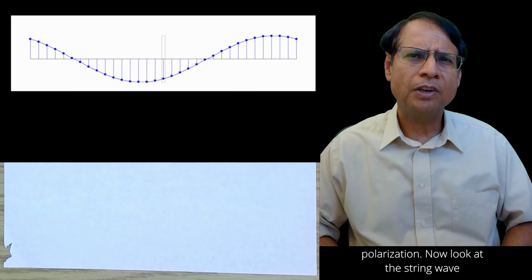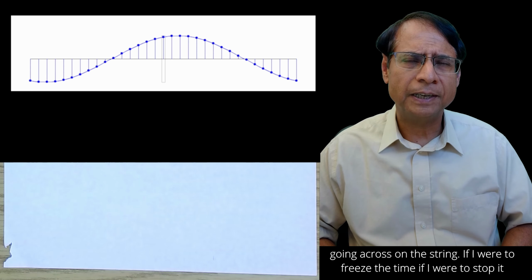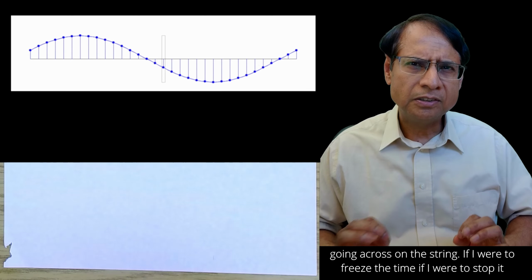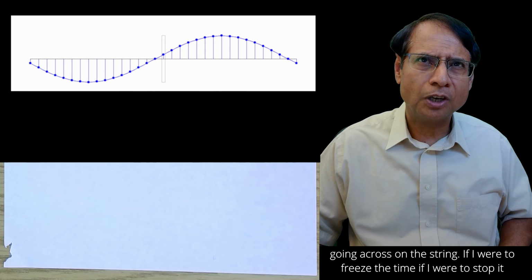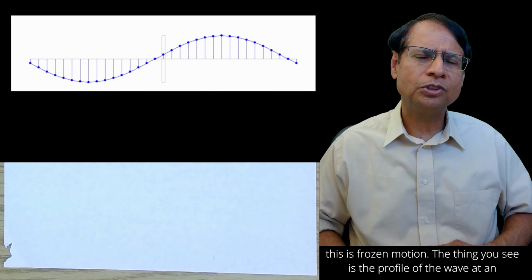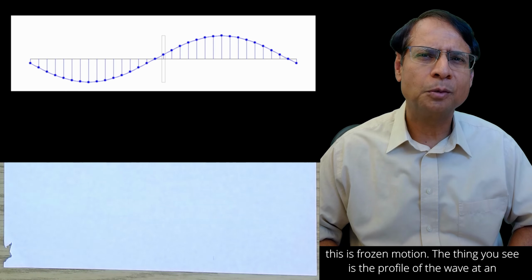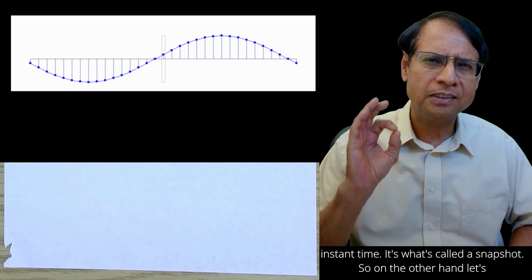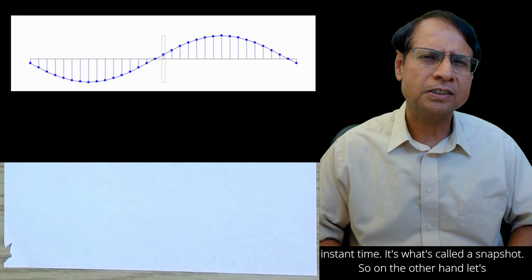Now look at the string wave going across on the string. If I were to freeze the time, if I were to stop it, this is frozen motion. The thing you see is the profile of the wave at an instant in time. It's what's called a snapshot.